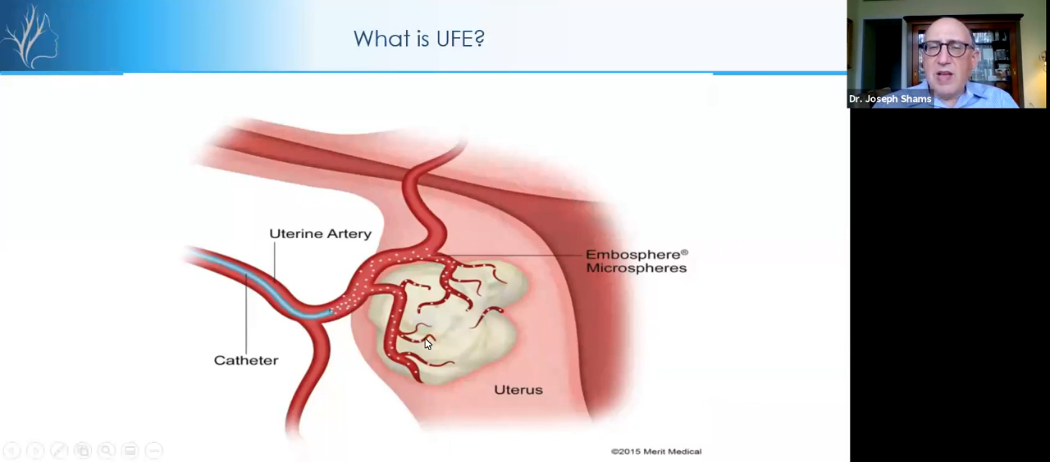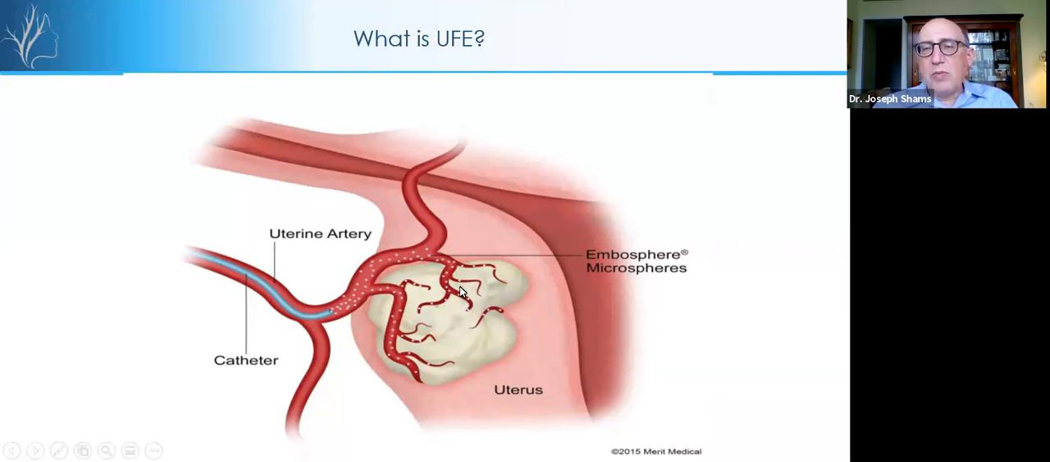And fibroids tend to have a very, very brisk vascular supply. They need a lot of blood flow to live, more than the rest of the uterus. So they tend to try to suck up a lot of blood from the blood vessels that feed the uterus. So by attacking them directly through the blood vessels and injecting particles, which you see here, this is called an Embosphere microsphere. These are tiny, tiny particles which are directed into the blood vessel supplying the fibroid.